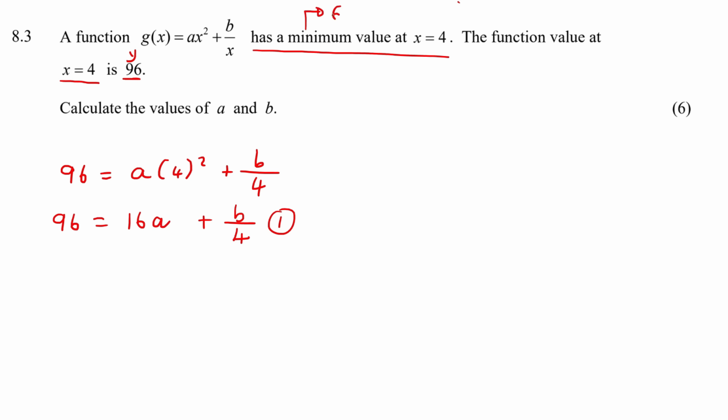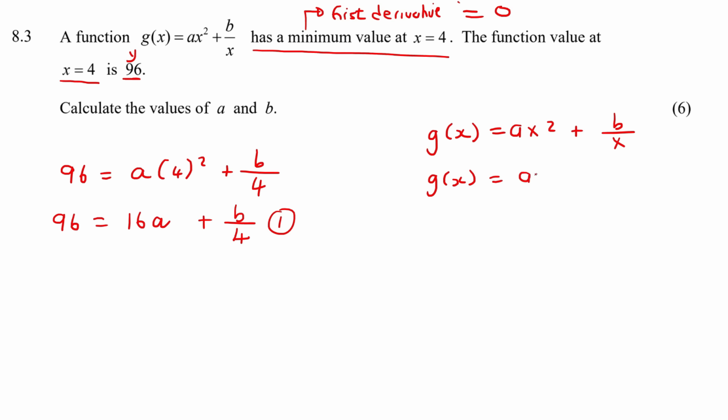You take the first derivative and you make that equal to 0. So we will do just that. So we've got g of x equals ax squared plus b over x. But now to take the first derivative, we want that x to come to the top, like that. Now we can take the first derivative.